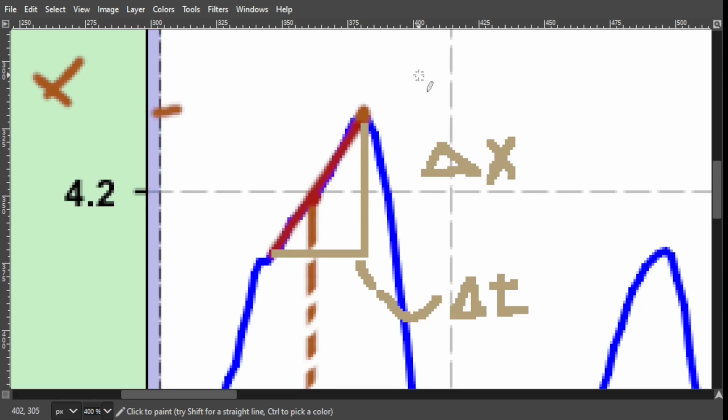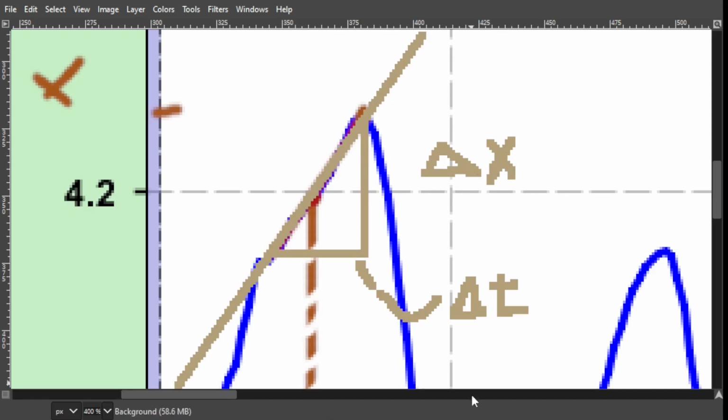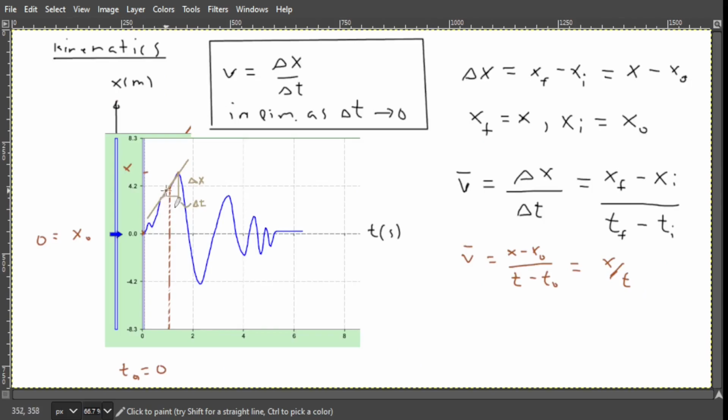As a practical matter, we can't really let delta t go to 0, but we can let it become very, very small, which is what we're doing here, and then consider the line that passes between those points. The slope of this line, as you can see, is delta x over delta t. So the instantaneous velocity right at this point is this line that we've drawn, which has the rise over the run. The instantaneous velocity at that point is equal to that delta x over delta t.